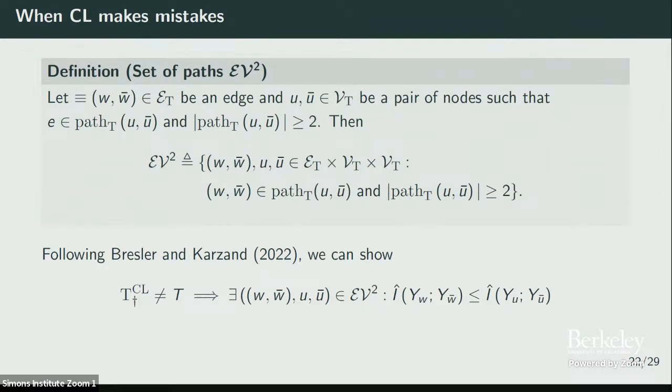What you can show is that the Chow-Liu estimator is not consistent if you can find a path and an edge in the middle such that the mutual information on that edge, which should exist in the graph, is in fact smaller than the mutual information between the two endpoints of the path. So what will happen is that in this path, W and W bar will not get connected, but the endpoints will get connected. But they should be connected. So that's what's going on.